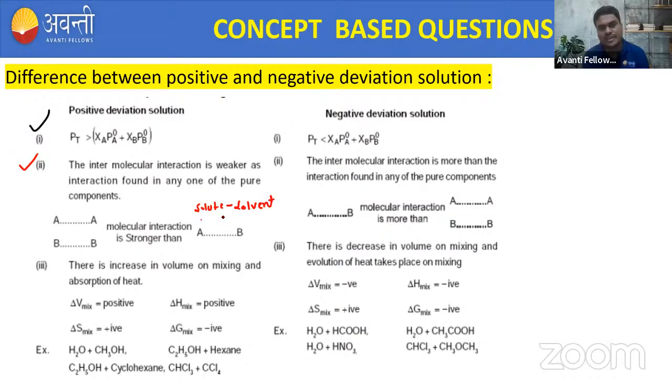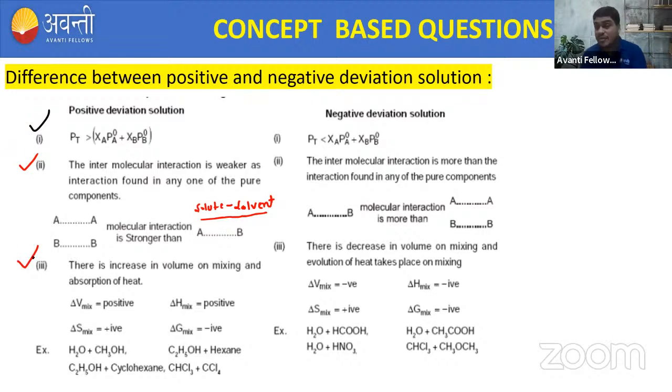So if the force of attraction between solute and solvent is less, or in other words, the force of attraction between solute-solute and solvent-solvent is more than solute-solvent, then it is said to be positive deviation. Just the reverse of this is negative deviation, where the force of attraction between the solute and solvent is more. If it is more, then there is less tendency to escape from the liquid state to the vapor state, right? So the tendency to produce vapor decreases, or we say the total vapor pressure decreases, right?